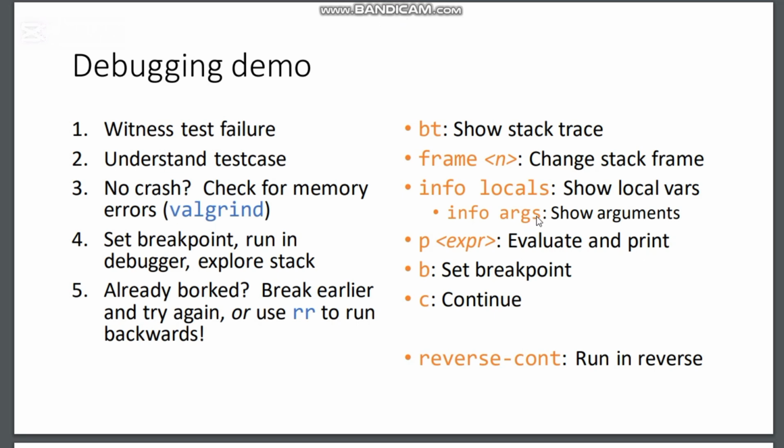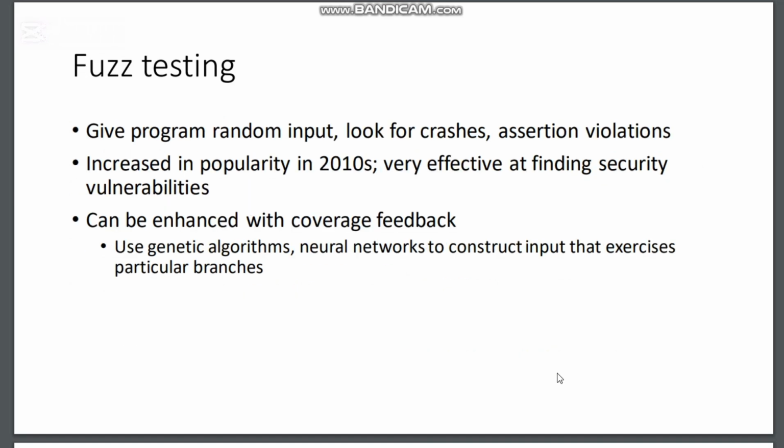So in the debugger, there are commands which help systematically locate and fix problems in the program. Use bt to view the stack trace. Use frame n to navigate to a specific function in the stack. Use info locals to see variables in the current function. Use info arguments to check function arguments. Use p expression to evaluate and print. Use b to set a breakpoint and use c to continue. And use reverse-continue to step backward during execution.